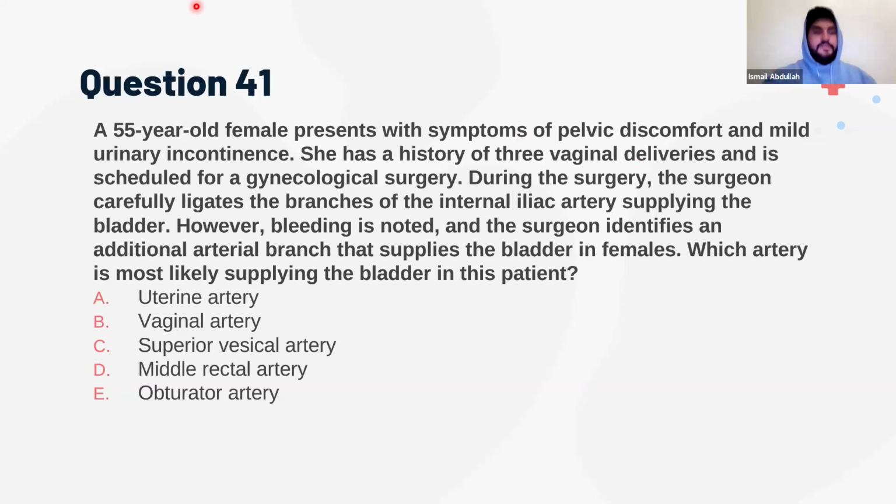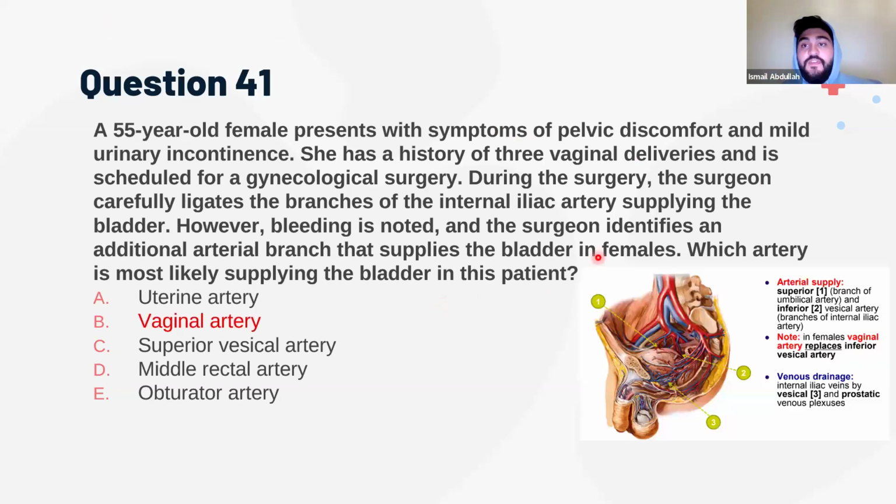Okay, so it's going to be B, the vaginal artery. First of all, you can't see it here, but the bladder itself is in proximity with the anterior wall of the vagina, right? So this is something that can help you remember it.